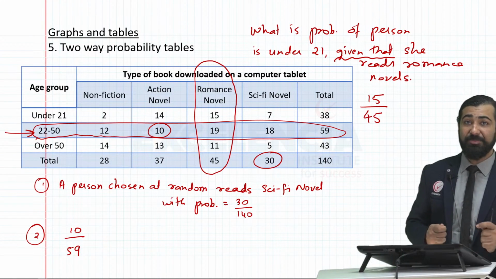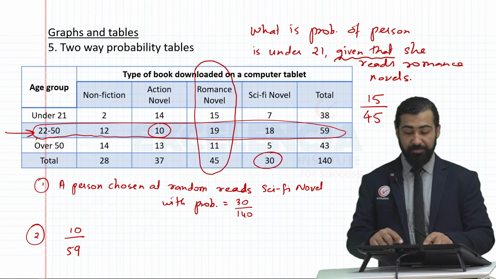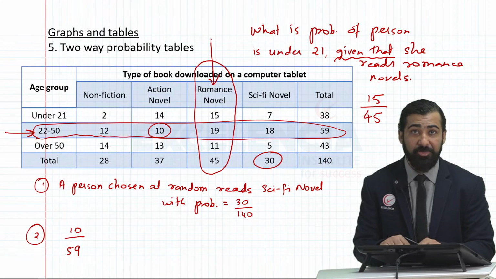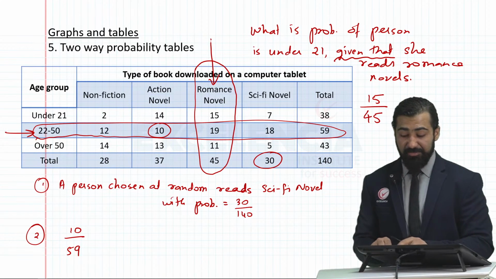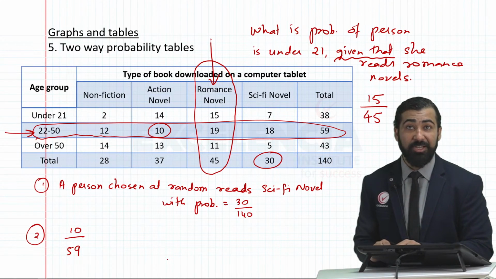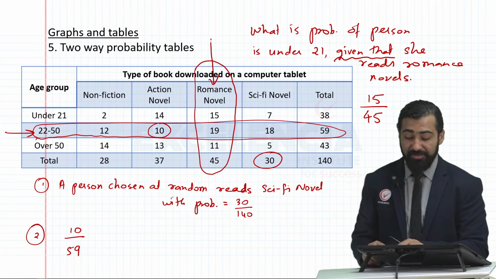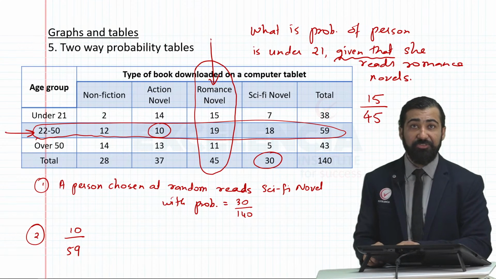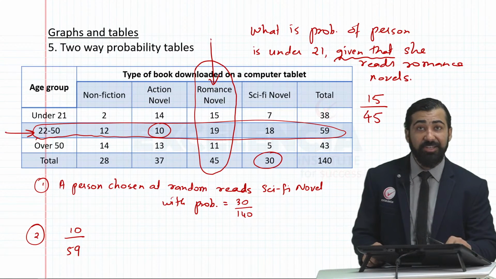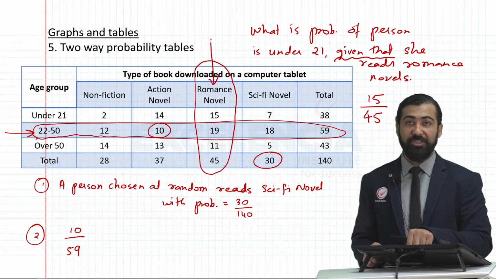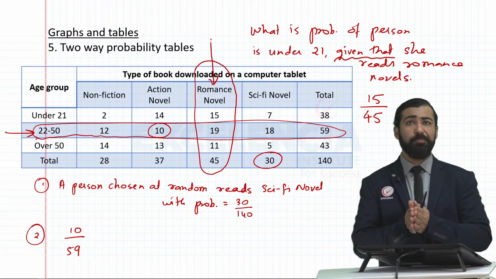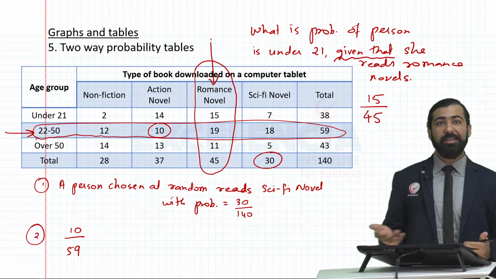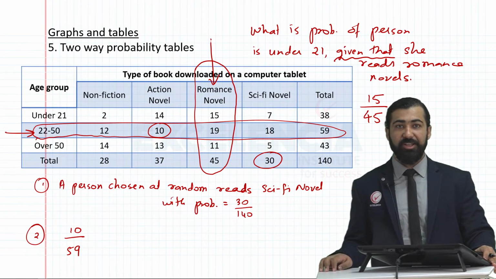Now, understand the difference between the two questions that we saw here. In this question, it was given to us that the person reads romance novels, and we wanted the probability of that person being under the age of 21. Whereas in the previous question, a person was selected from the age group of 22 to 50. That's why I first highlighted that group and then looked into the action novels. So whichever part of the population you are looking into, highlight that group and find your probability accordingly.